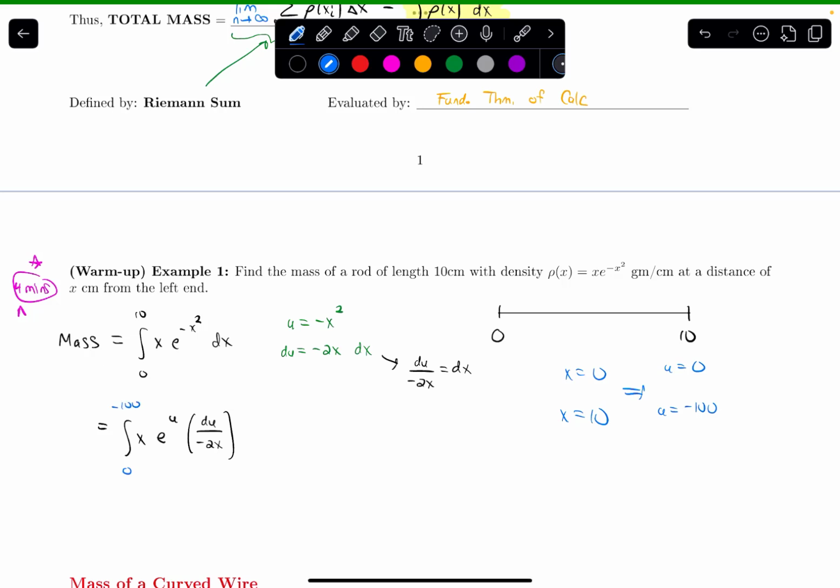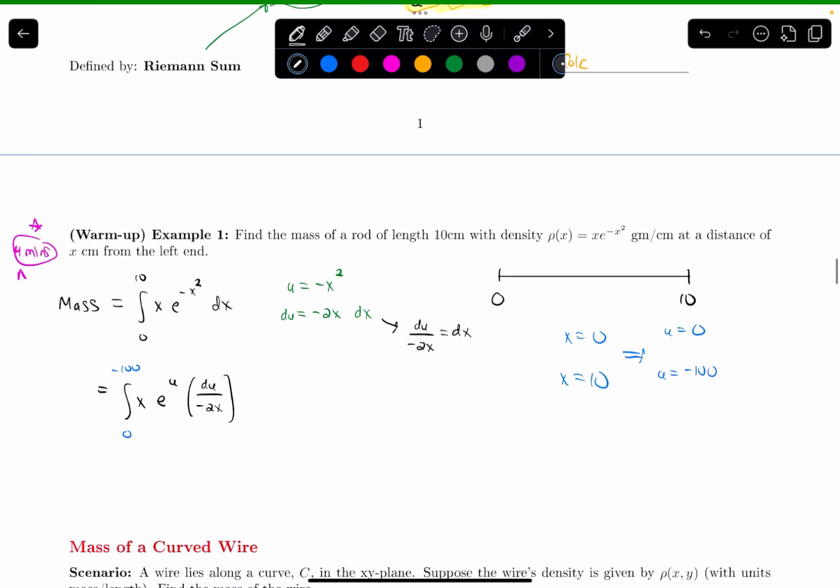All right, so now from here, I can simplify this. The x's cancel. There's that negative 2, this constant, that I can factor out to the front. So I'll get negative 1/2 in front. Integral 0 to negative 100. The x's cancel, and I'll get e to the u, du. So from here, I could do the antiderivative right now.